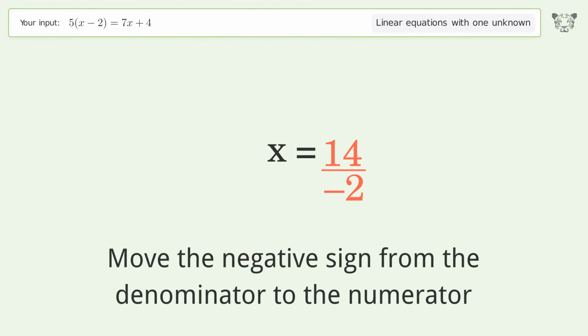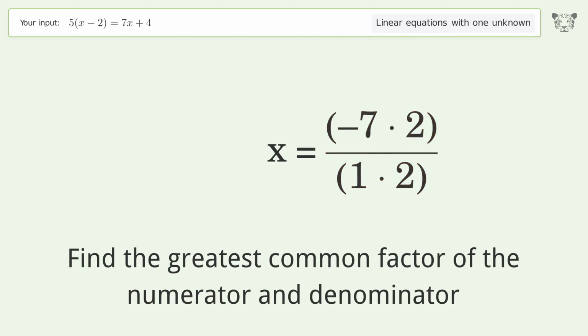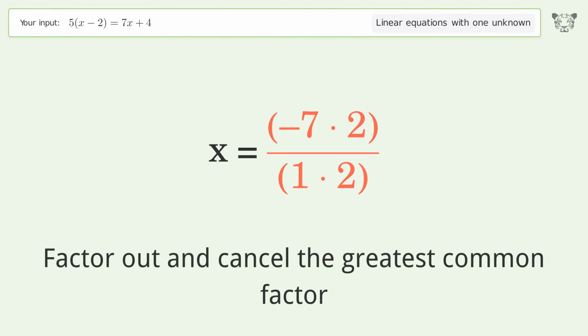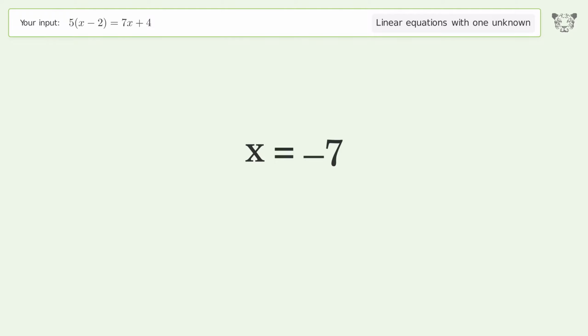Move the negative sign from the denominator to the numerator. Find the greatest common factor of the numerator and denominator. Factor out and cancel the greatest common factor. And so the final result is x equals -7.